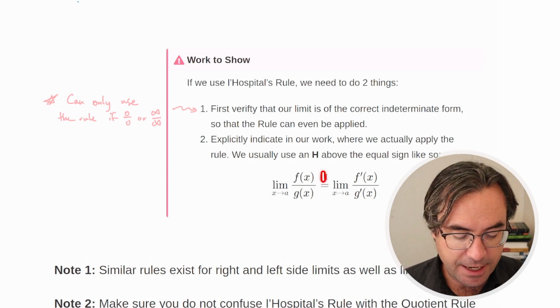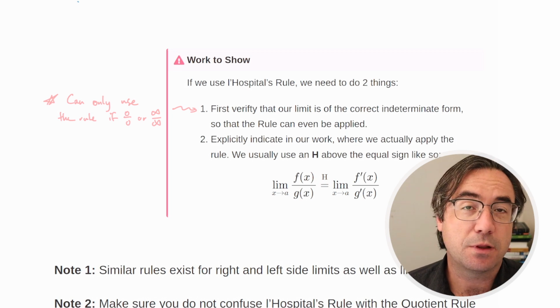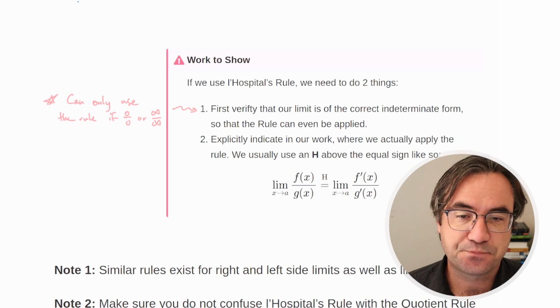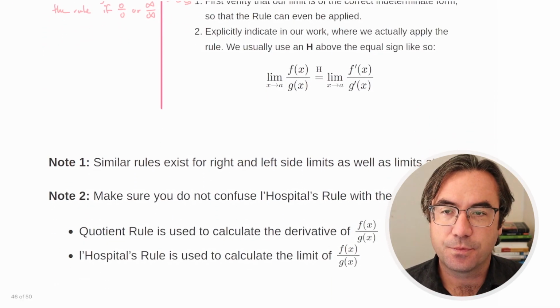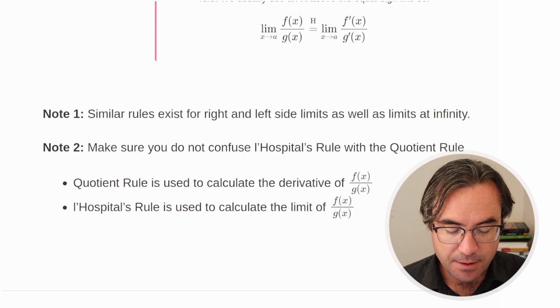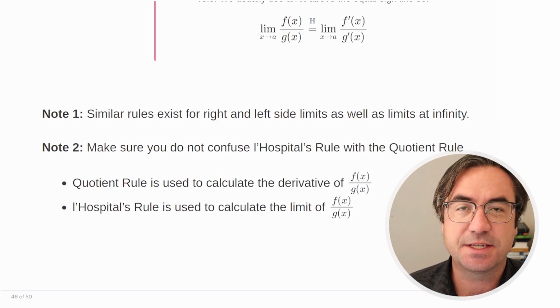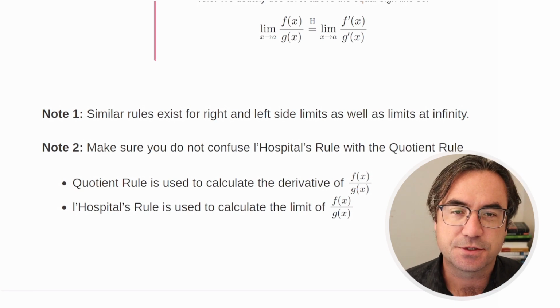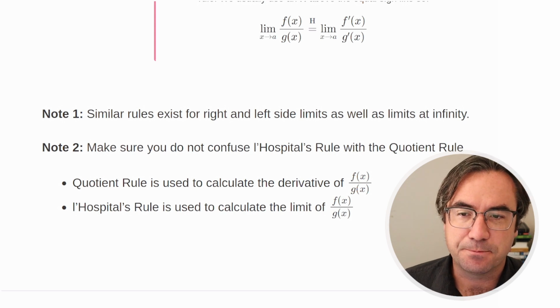So we can put a little h above the step in our calculation where we apply L'Hopital's rule. Okay, so again, the version of our rule here is written with x approaching a, but a similar rule exists for right and left side limits as well as limits at infinity. So, we can do this for all the types of limits we normally calculate.